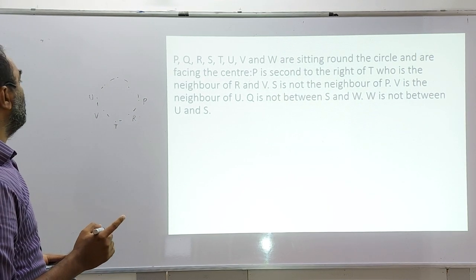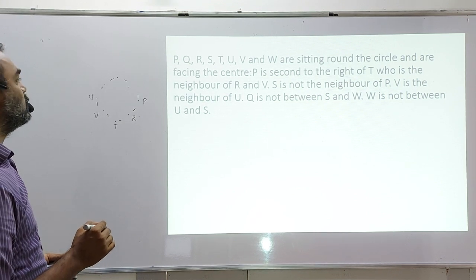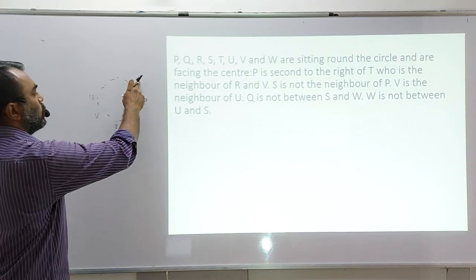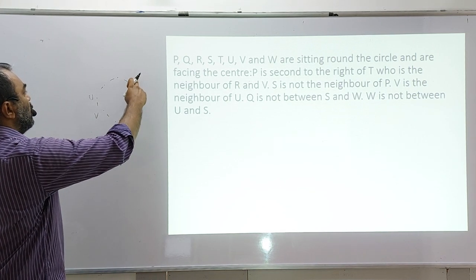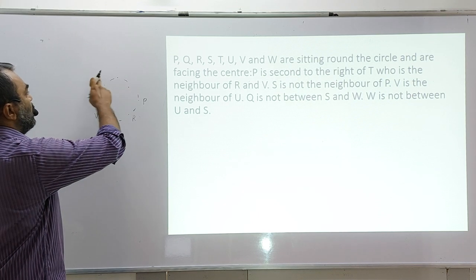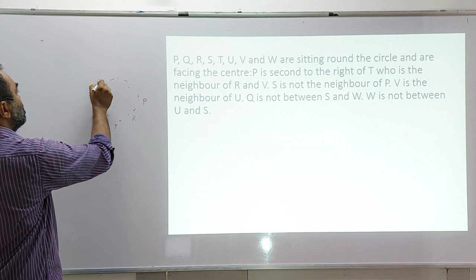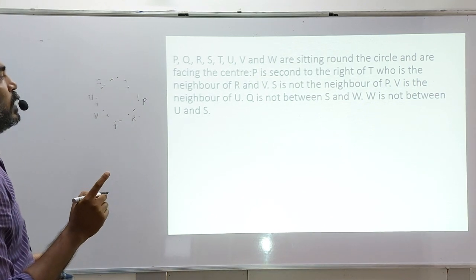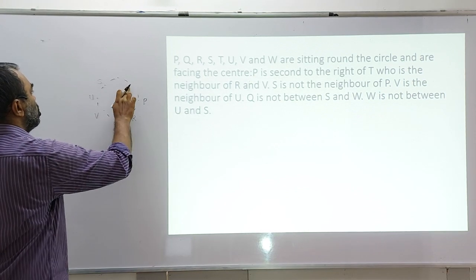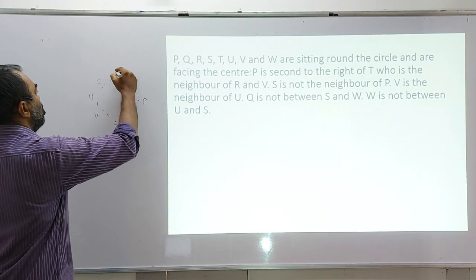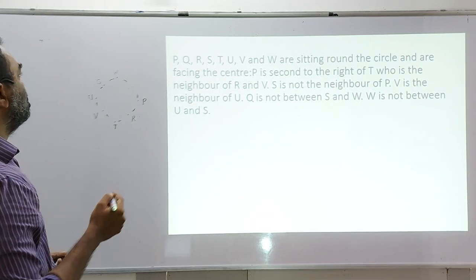Q is not between S and W. Now where is S? S is not the neighbor of P. So S cannot come here. And Q is not between S and W. So if S cannot come here, then S can come here. So we should write our S here. W is not between U and S, so I can put W anywhere. I will try putting W here. What is said? Now let us see again.